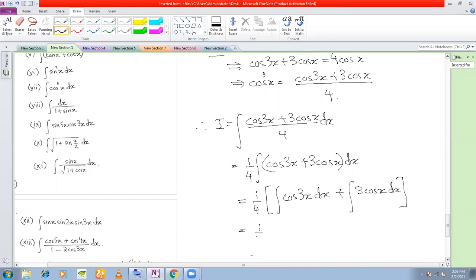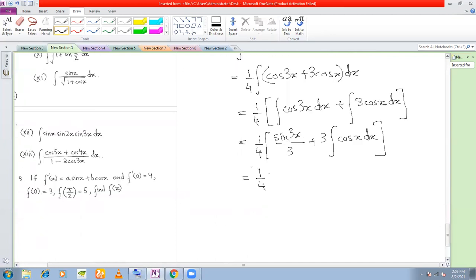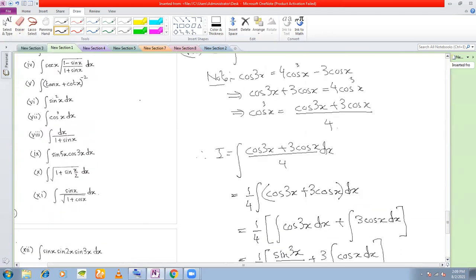Okay, so this is 1/4. Cos 3x integral is sine 3x by 3. Plus you can take 3 out of the integral here. Simply write it as integral cos x dx, which is equal to 1/4 sine 3x by 3 plus an integral cos x is, you know, is sine x plus c, and that's your answer. Is this clear? So this finishes number 7.